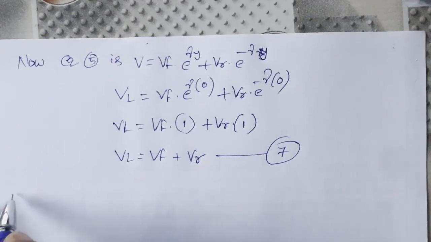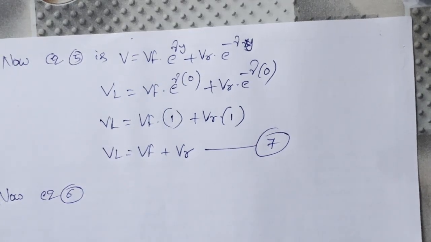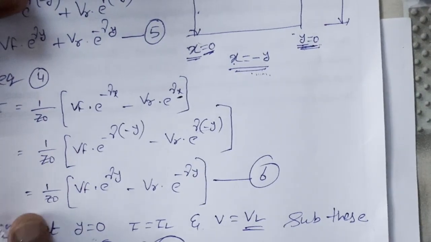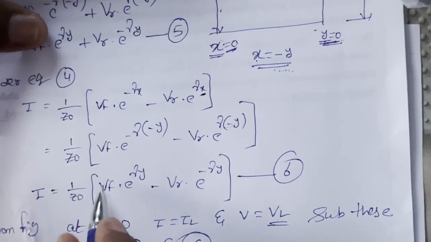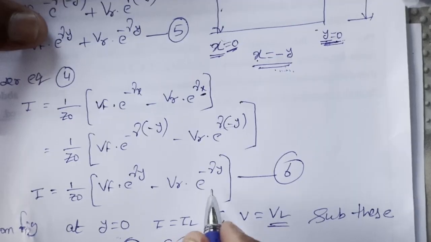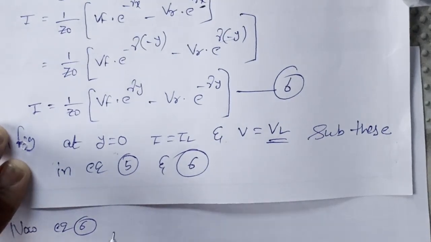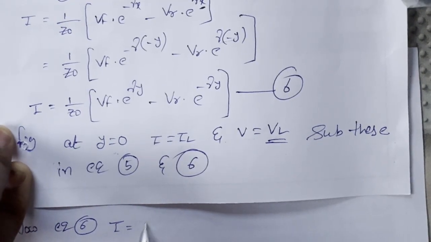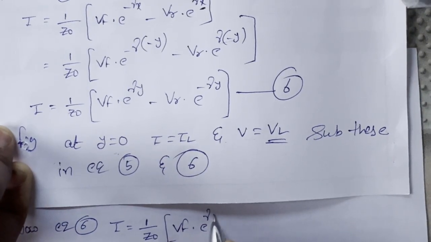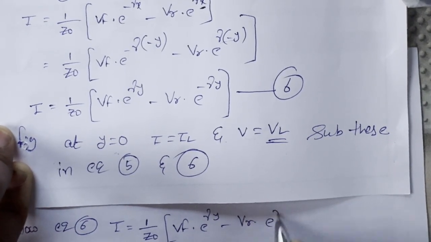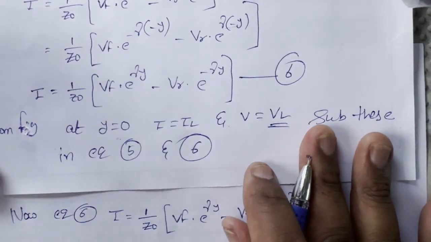Similarly, now equation 6. Equation 6 is I equal to 1 by Z0 into Vf into e power gamma y minus Vr into e power minus gamma y. Thus I am writing here from equation 6, I equal to 1 by Z0 into Vf into e power gamma y minus Vr into e power minus gamma y.